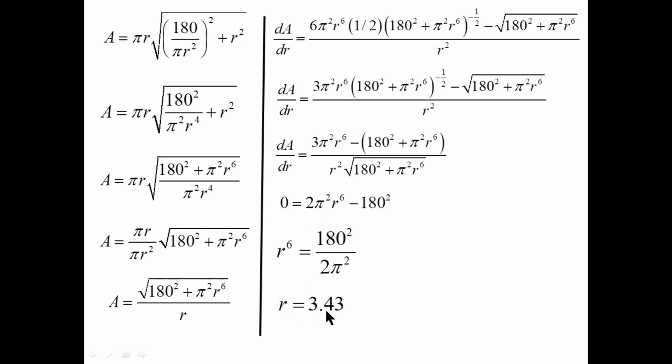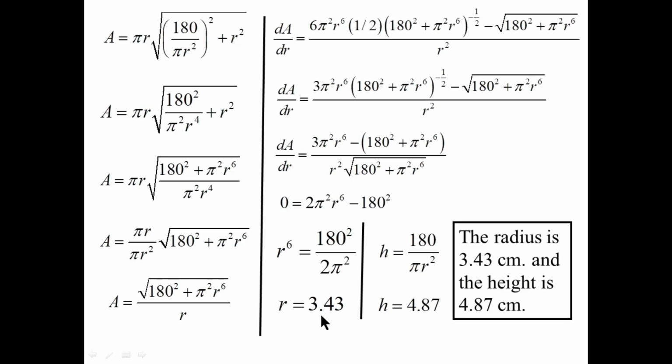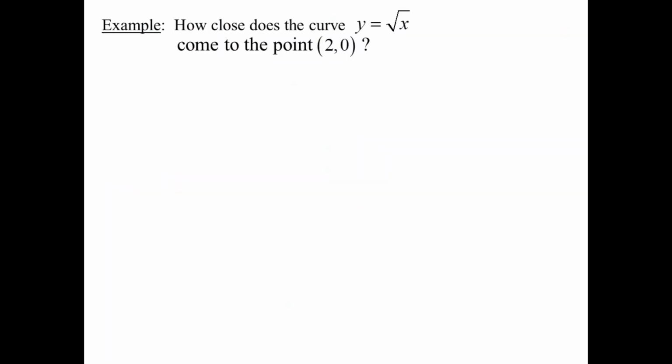So we've got r, we got our radius, and what are we going to do now? Well, we have this statement from before, h equals 180 over pi r squared, so we can simply sub it in and do the math on a calculator. And we have our height, the radius and the height of our cone. Let's do another example after this.